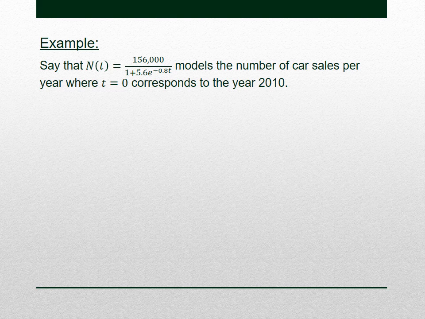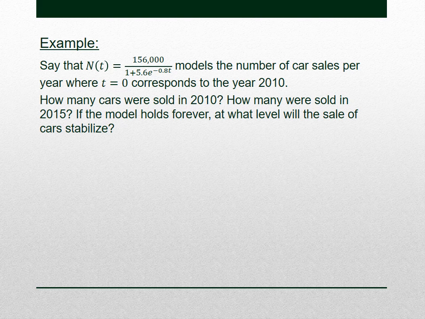So that says if this models the number of car sales per year, where T equals 0 is 2010, I'm asking how many cars were sold in 2010. So what we're going to do, since T equals 0 corresponds to 2010, we're going to plug in 0. And I'll let you guys check that, but I got 24,761. So that's from plugging in 0.